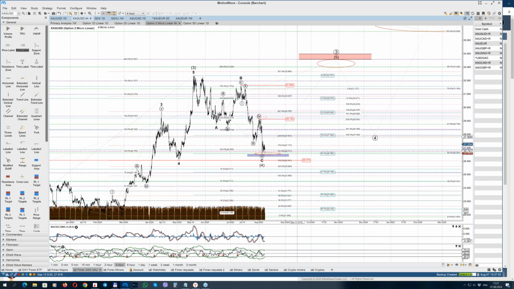As for nano level, 26.558 is the ideal target where wave 4 could complete. Formally, we still have a few cents to complete this wave structure. Even slightly breached, this level leaves the count alive. 26.07 is the solid invalidation level. So let's wait and see.